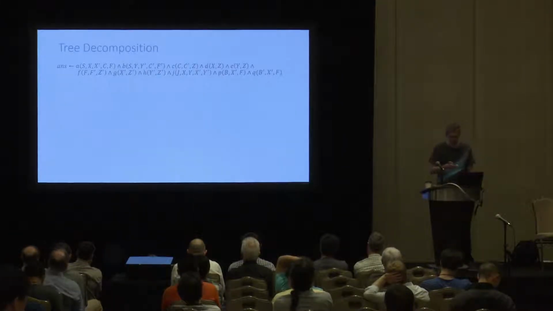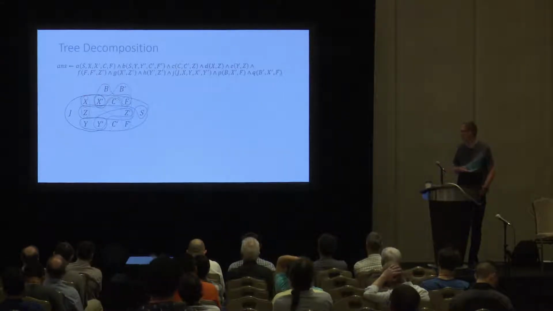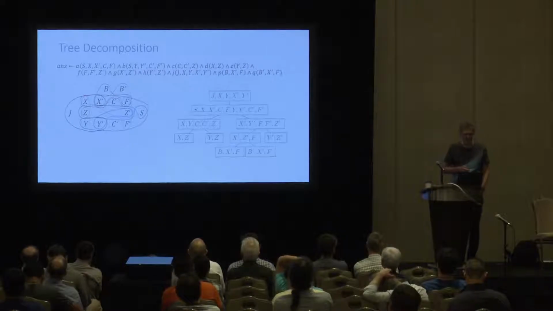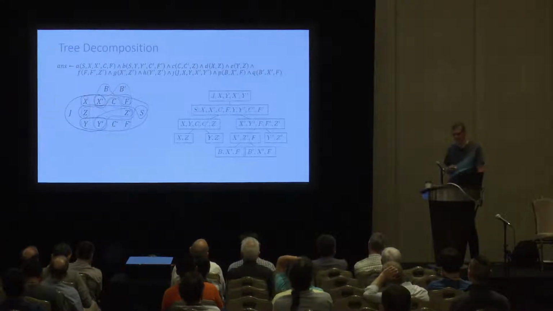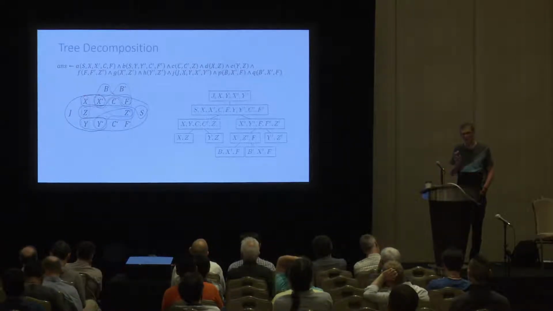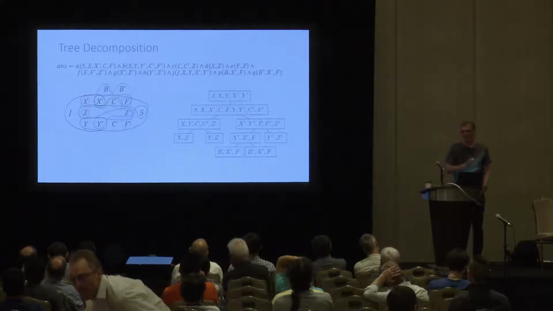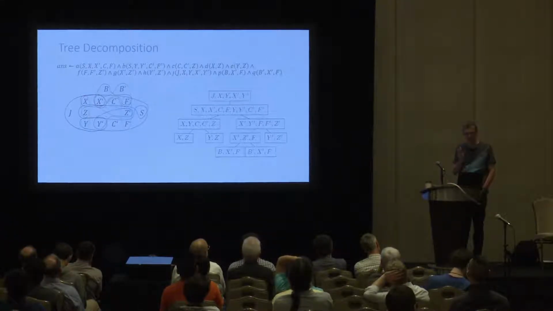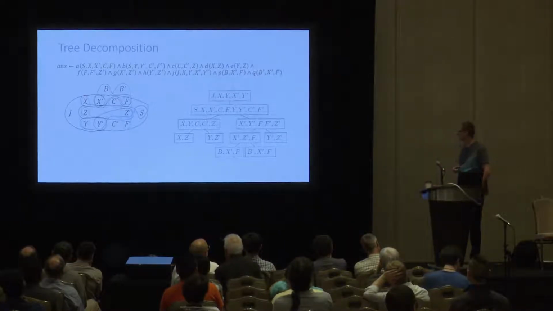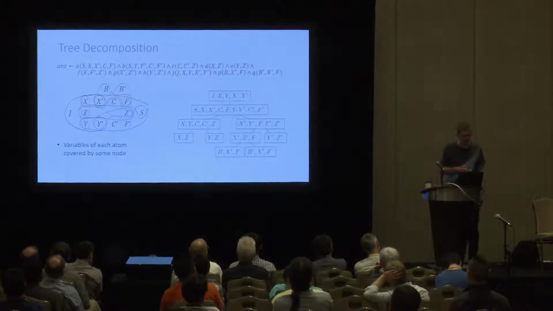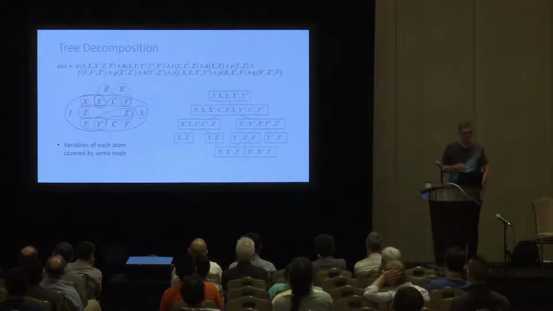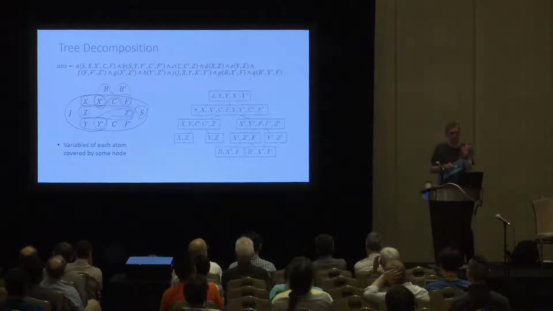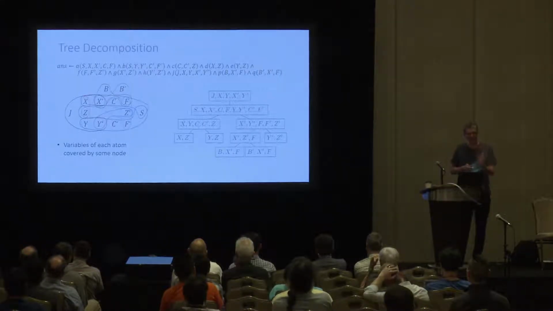Let's look at a slightly more complex conjunctive query whose hypergraph looks like this. Now, a 3 decomposition of the query, or equivalently of the hypergraph, is a tree whose nodes are labeled by sets of variables, or sets of vertices of the hypergraph. And we call these sets of variables bags. And these bags have to satisfy 2 conditions. The first one is that the variables of every atom in the query have to be fully contained in one of the bags.